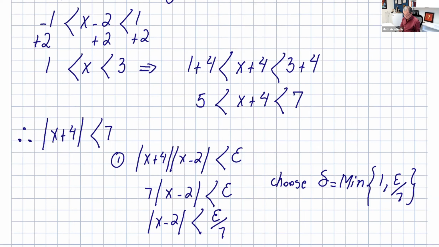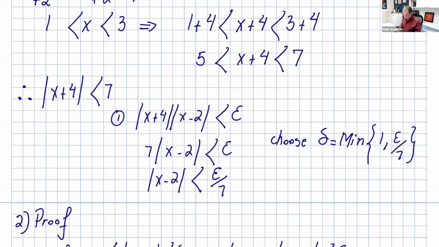So we start again. The absolute value of x plus 4 times the absolute value of x minus 2 is less than epsilon. So we know for sure that 7 times the absolute value of x minus 2 is going to be less than epsilon. In this case, we can write the absolute value of x minus 2 is less than epsilon over 7. Divide both sides by 7. We can choose delta to be the minimum of 1, the number that we guessed, or epsilon over 7. So let's see if that's going to work.